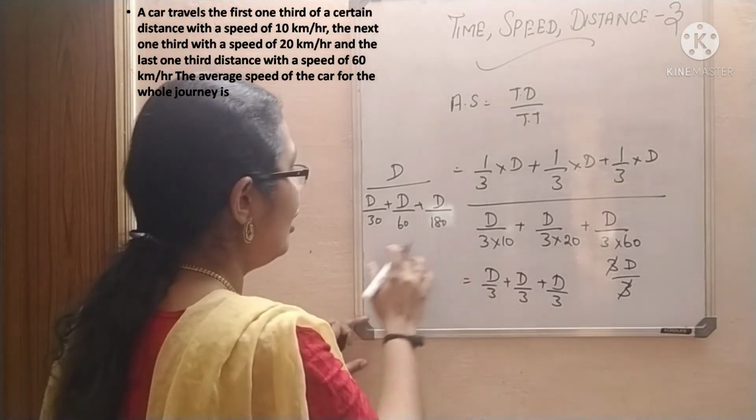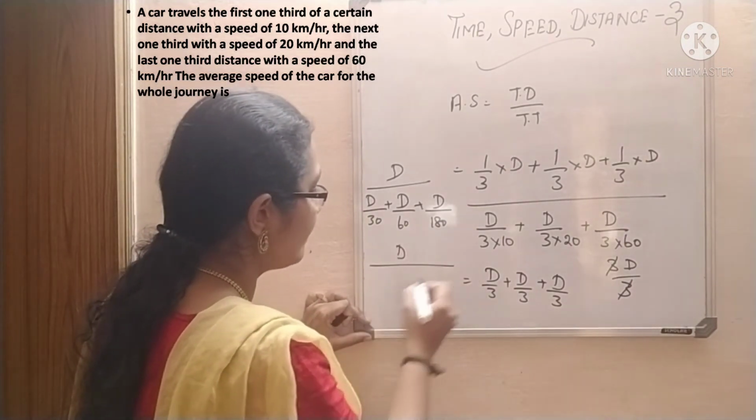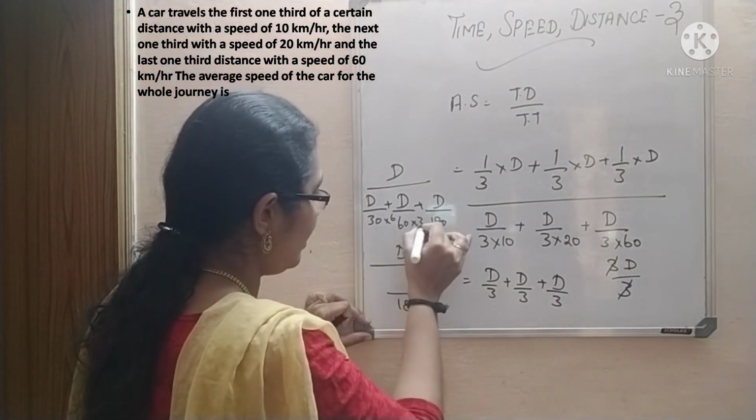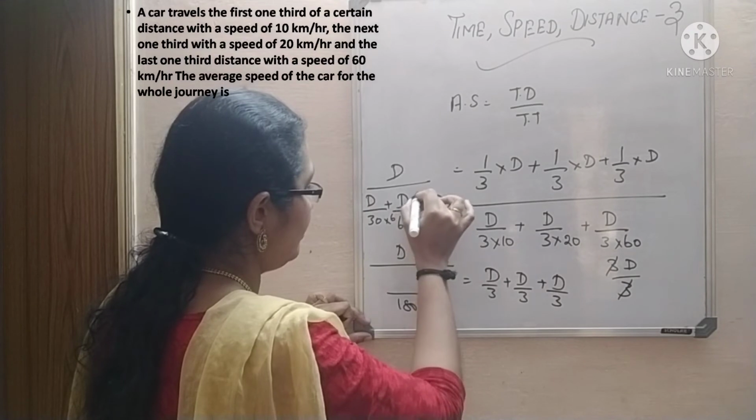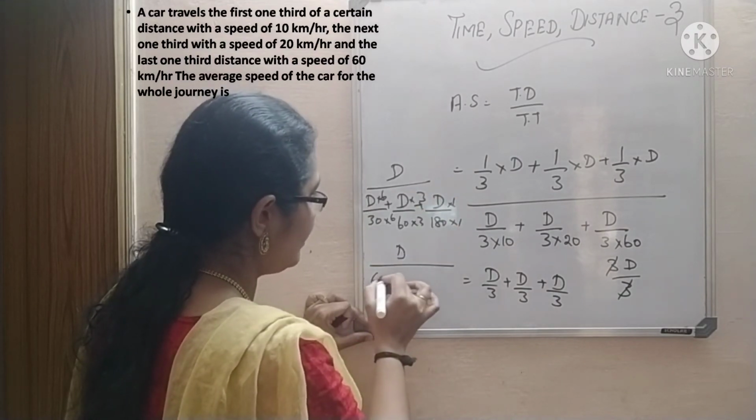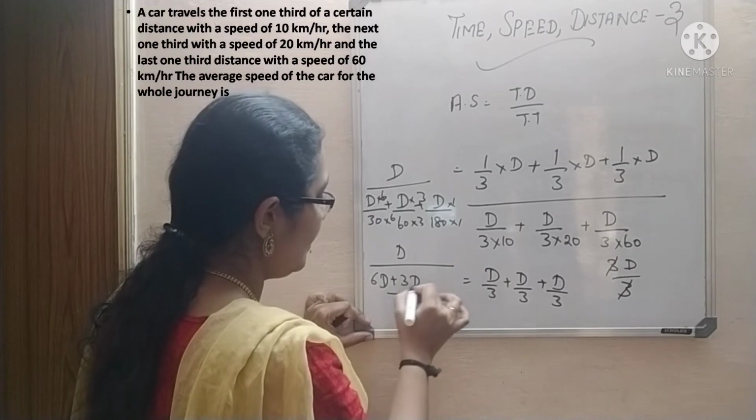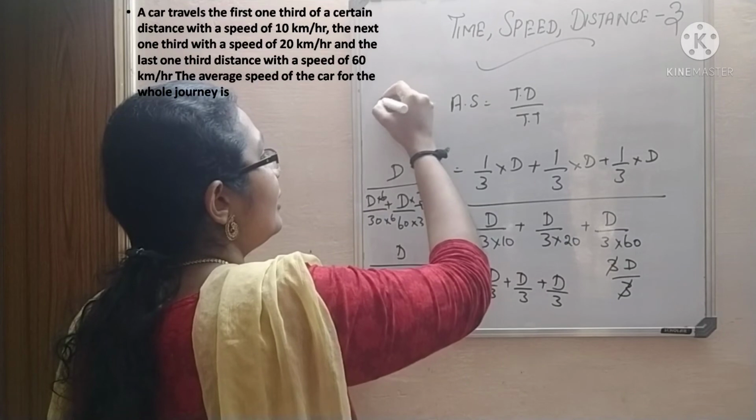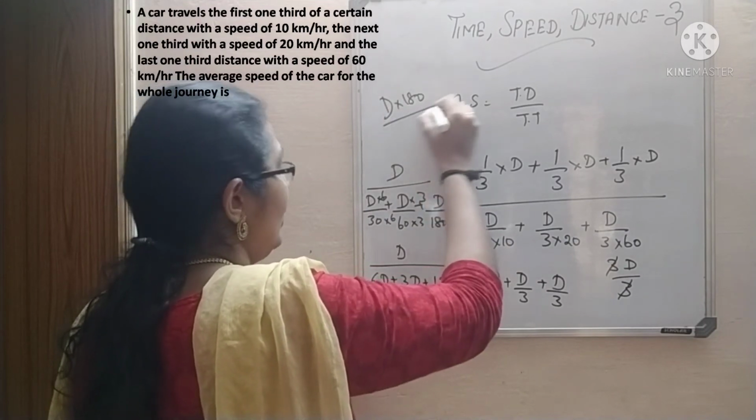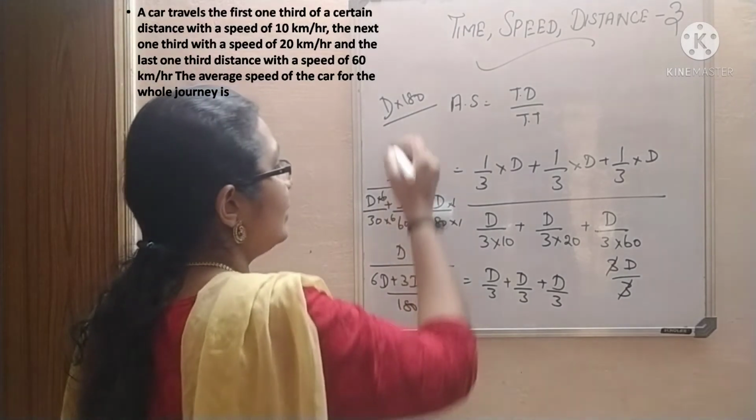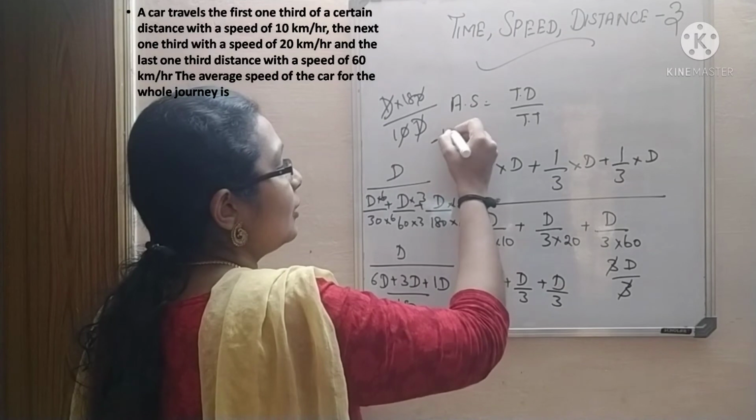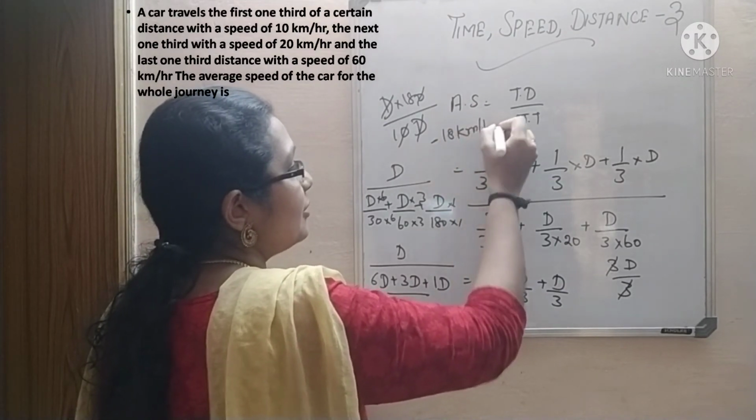Clear? So here once you take the LCM, your LCM would be 180, right? So 6 into 3 into 1, and 1 into 3 into 6. So you get 6d plus 3d plus 1d divided by 180. When you take d out, you will get d into 180 divided by 6 plus 3 is 9, 9 plus 1, 10, 10d. D and d get cancelled, 0 and 0 get cancelled, which is equal to 18 kilometer per hour, your average speed. Clear?